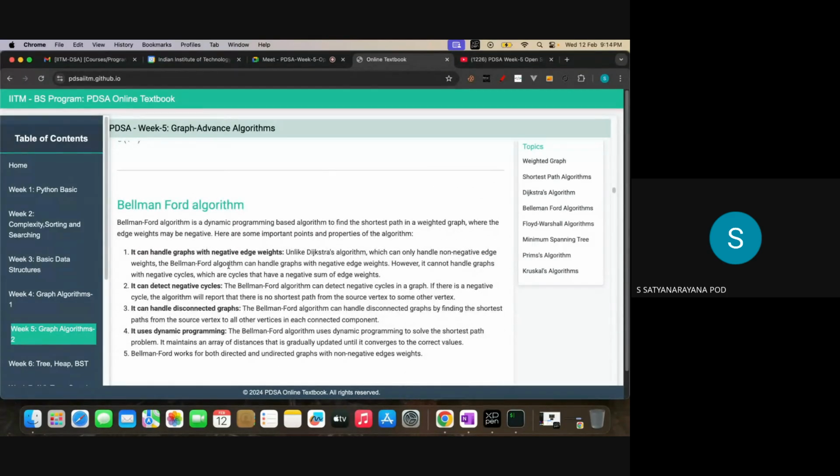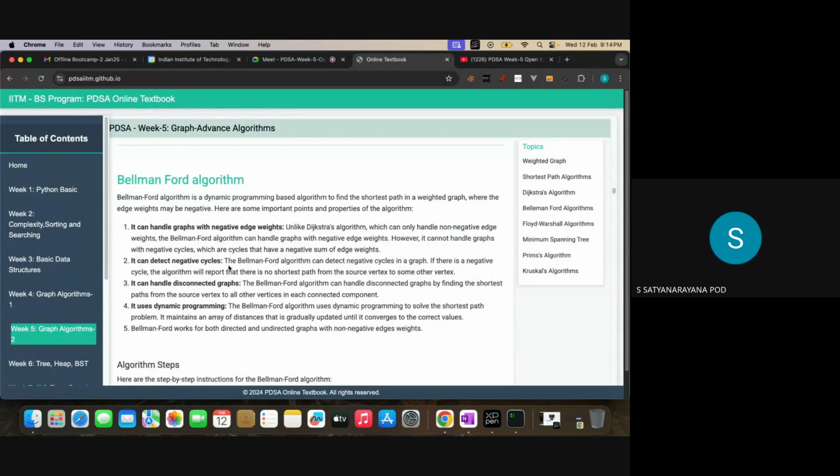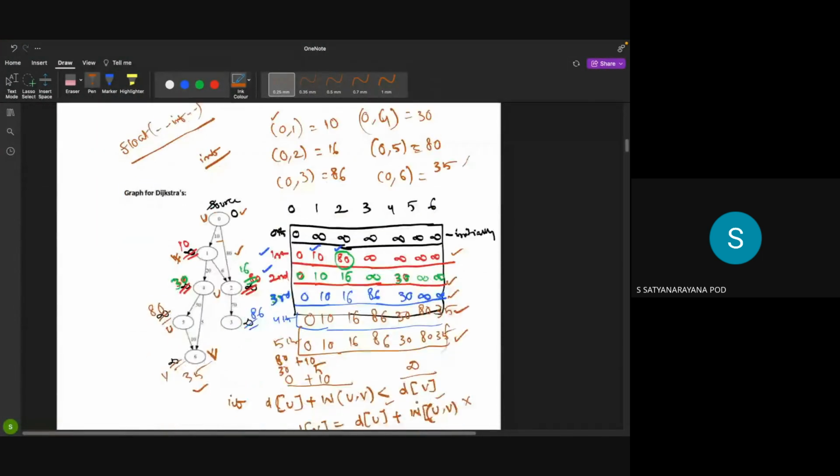Yes, sir. Now you go for Bellman-Ford. Bellman-Ford can handle negative edge weights, unlike Dijkstra's algorithm, which can handle only non-negative weights. Bellman-Ford can handle graphs with negative weights, but however, it cannot handle negative cycles. So I will show you what a negative cycle is, then you will understand better.